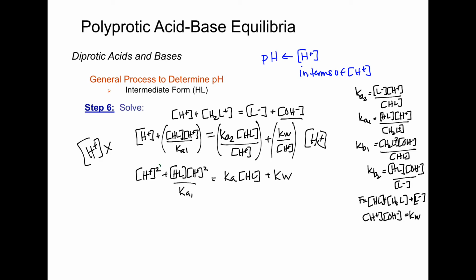And now I see that I have two H squareds on this side. So what I'm going to do is pull those H squareds out, kind of like we're factoring a little bit. So if I pull the hydrogen ion concentration out front, it's HL divided by Ka1 here. And nothing changes for this side.